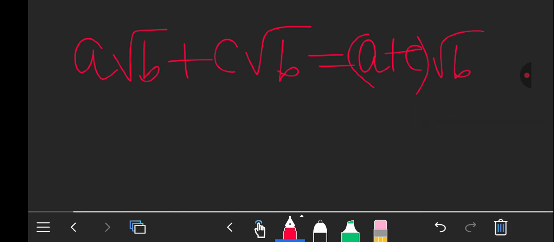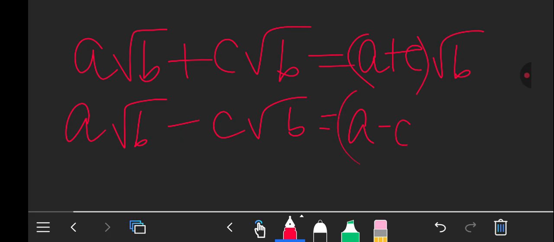Let's look at another one. Let's have subtraction of Surds. Let's say we have a square root of b minus c square root of b. What will be the value? It is just a minus c in brackets, then square root of b. So basically you need to understand that.